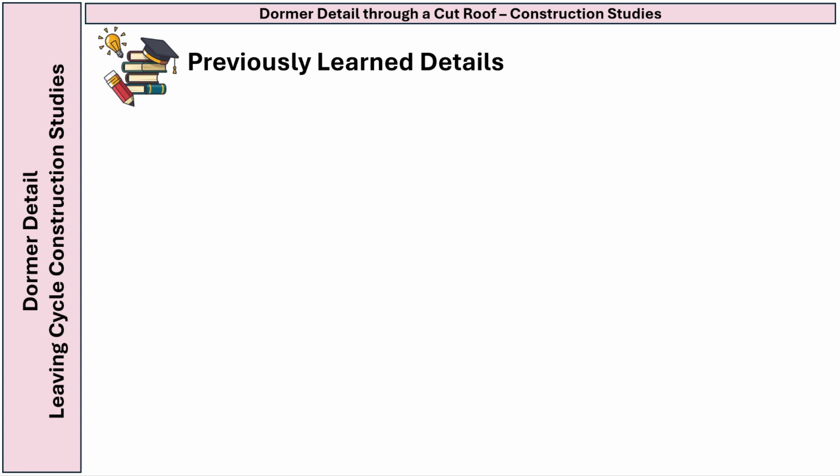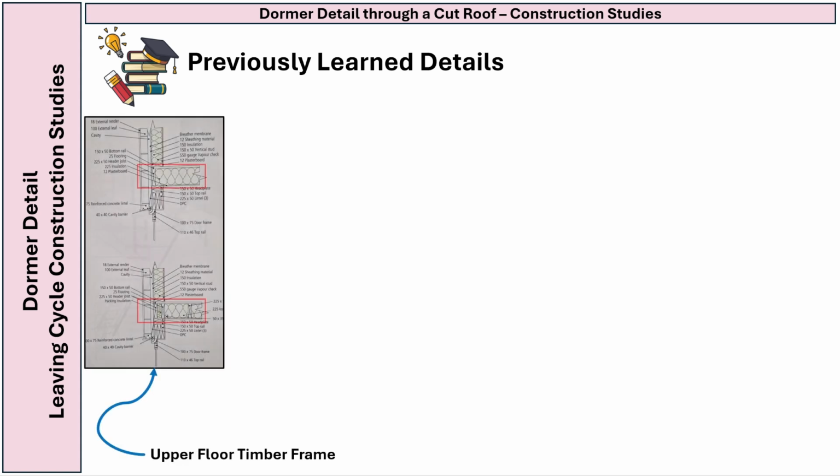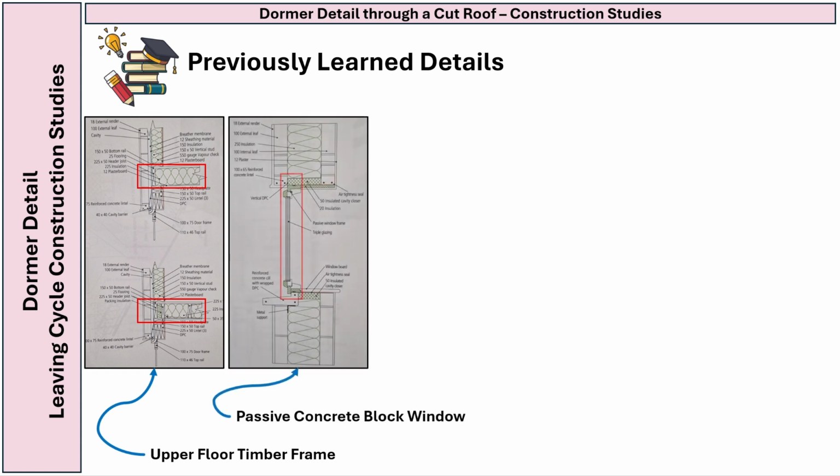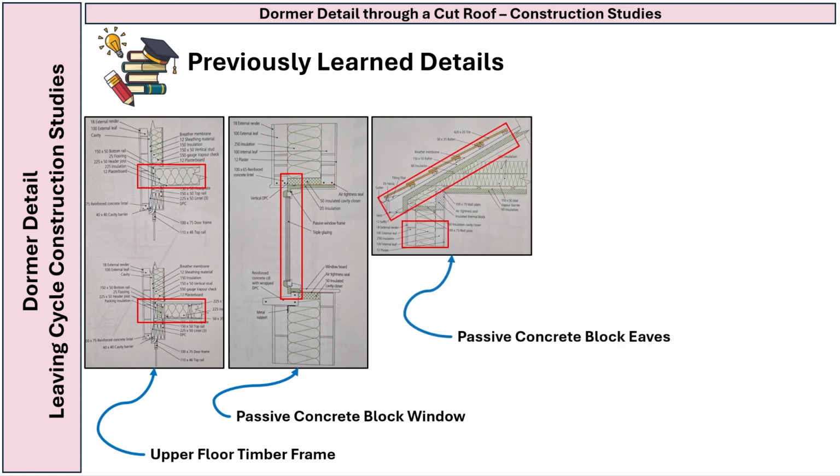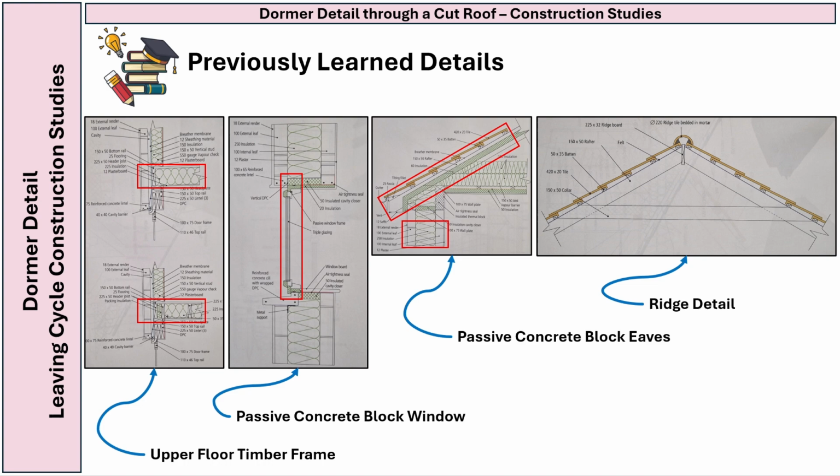Before exploring the dormer roof, let's review the key construction details. Upper floor timber frame, highlighting how the second floor connects to the wall. Passive standard window, emphasising insulation and triple glazed glass. Passive block eaves, exploring the passive construction of an eaves. And the ridge detail, understanding how the dormer roof is built at its peak.